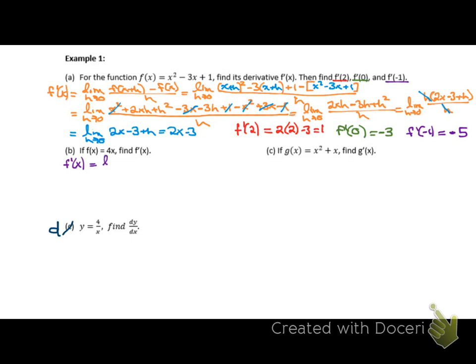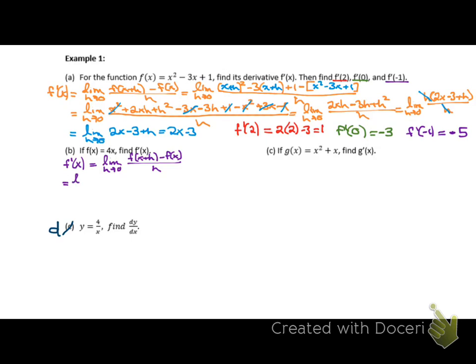and we find that by taking the limit as h approaches 0 of f of x plus h minus f of x all over h. Now, this time, f is just 4x. So that's going to make this a lot faster, so much simpler of a process. And it's not asking us to find f prime of any numbers. It's just asking us to find the derivative. So it'll be, like I said, easier and faster.